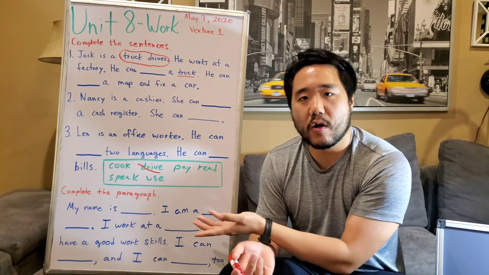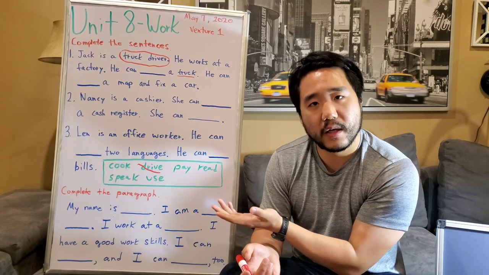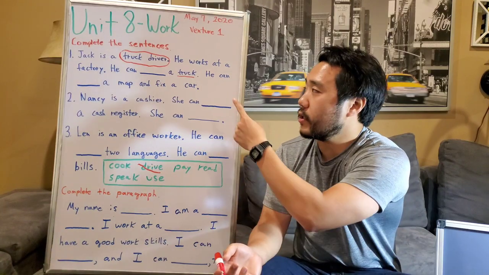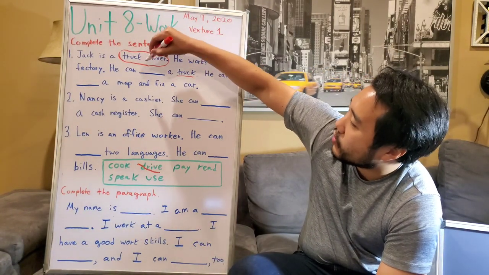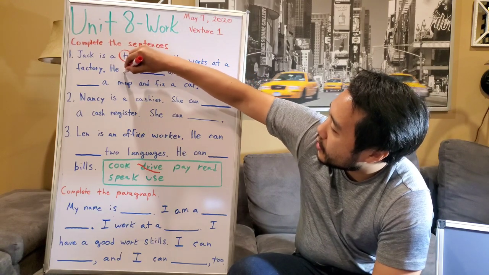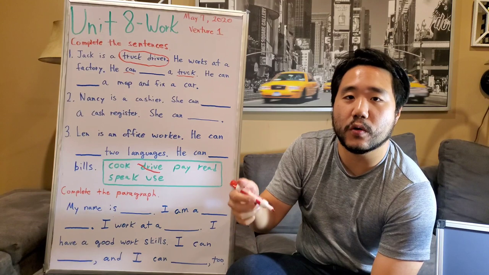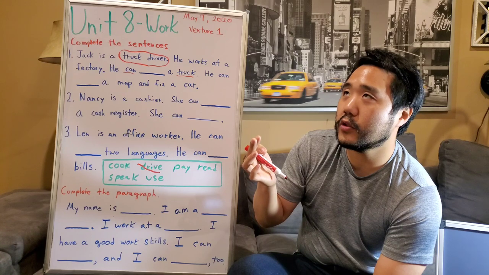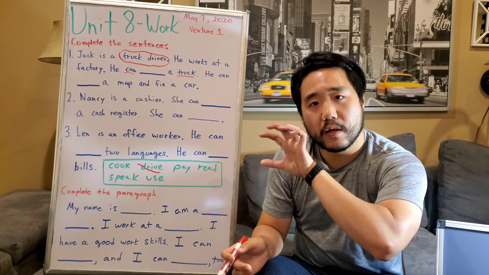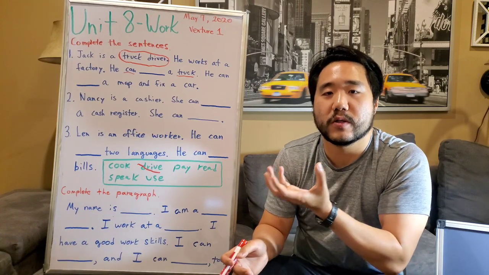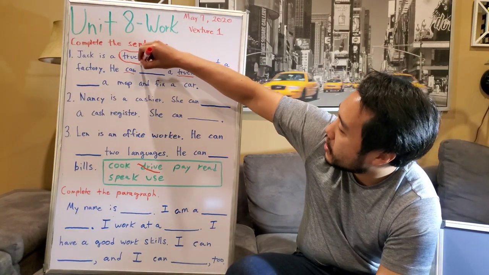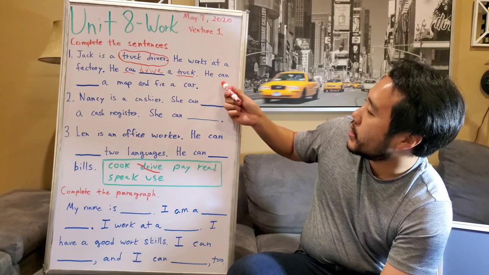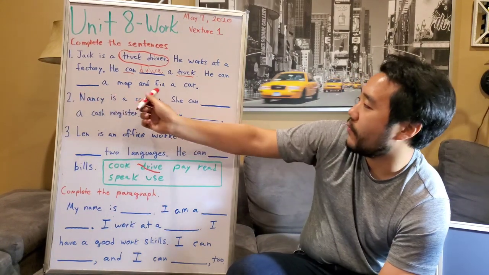So I can drive a car. I can drive a truck, you know? But use is general. Drive is more specific toward vehicles. So here we want to use the word drive. So he can drive a truck. And the word can plus the verb is going to show someone's ability. So his ability is to drive a truck. D-R-I-V-E.